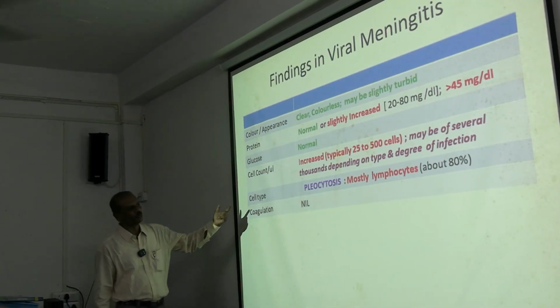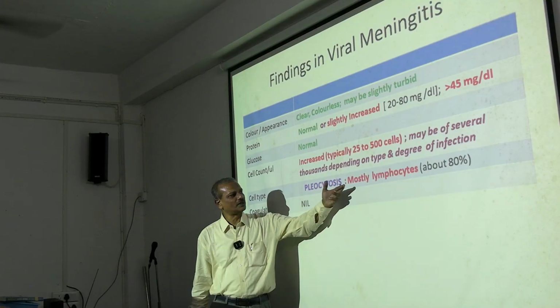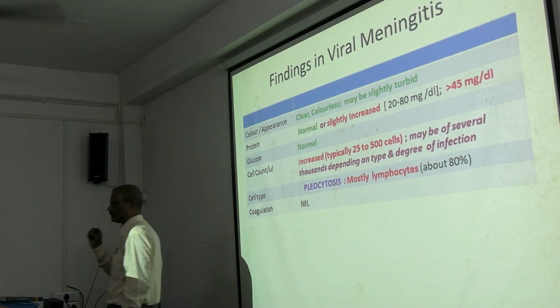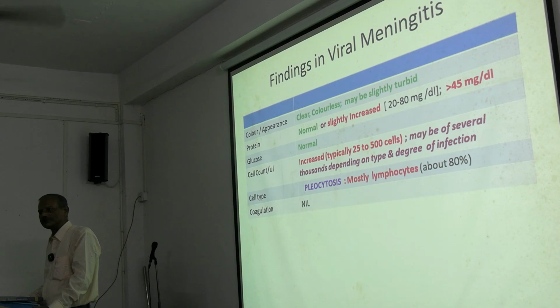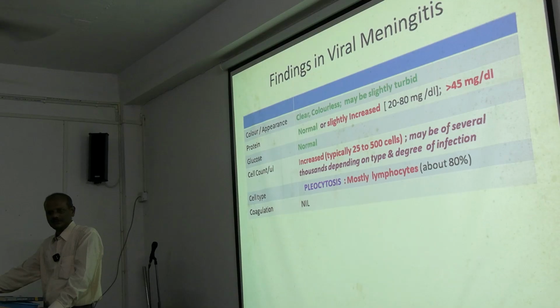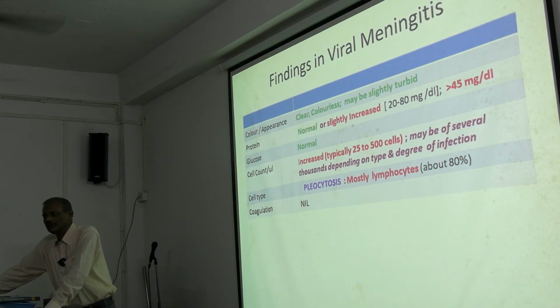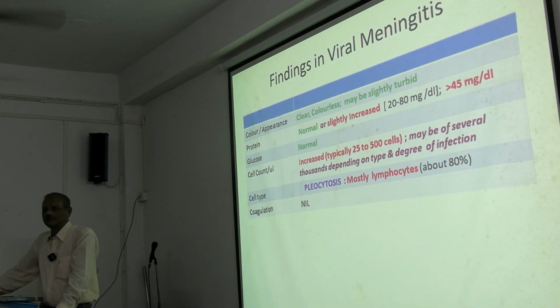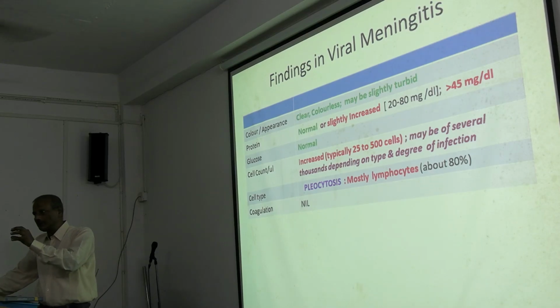Cell type, most important is pleocytosis, mostly lymphocytes. In all viral infection and tubercular infection, the lymphocyte count will be high. If you do a peripheral blood TC, DC, you see lymphocyte, eosinophil, monocyte, basophil, neutrophil. In that count, if the total leukocyte count is high, the lymphocyte component will be high. The moment the lymphocyte component is high, if the patient presents with fever, from the symptoms we will find that it is a viral fever, or if it is a prolonged history, then it can be tubercular.